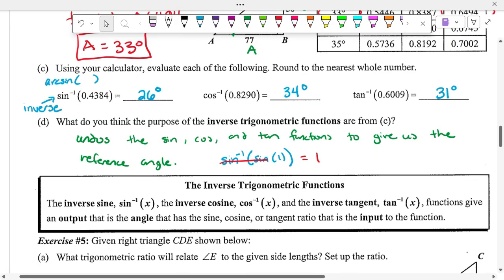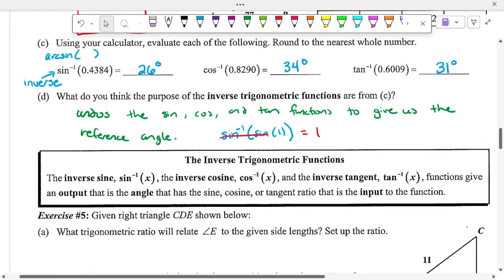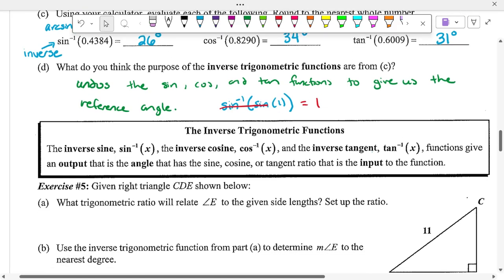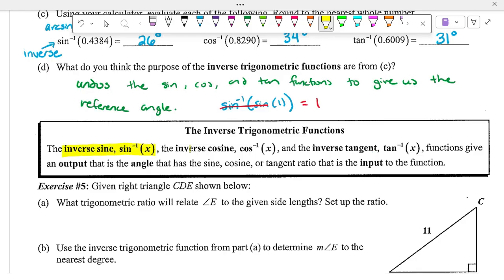All right. Now, why is that important? Because sometimes with triangles, they want you to find the reference angle. They tell you which angle we're using to reference, but they don't give us the measure. They only give us enough side lengths to use trig to find it. So just remember, inverse sine is sine to the negative 1 of x, inverse cosine, and inverse tangent.